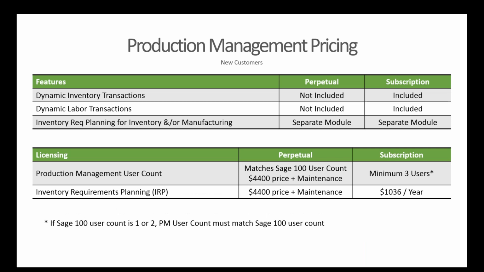Again, just on the feature side, dynamic material and inventory and labor is only included with subscription. So they have to be on that, which means they have to be on that to do shop floor user. Shop floor user requires the dynamic and inventory and labor to be able to work. So you've got to have that to be able to do that. And then on licensing, it's the same thing we talked about previously.